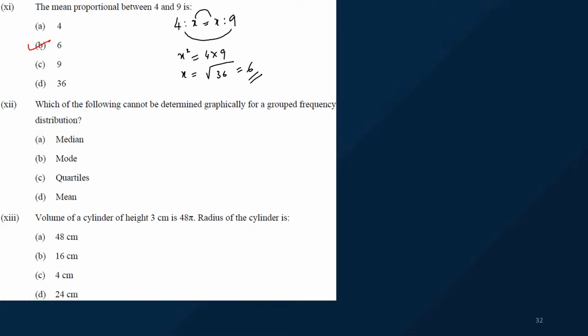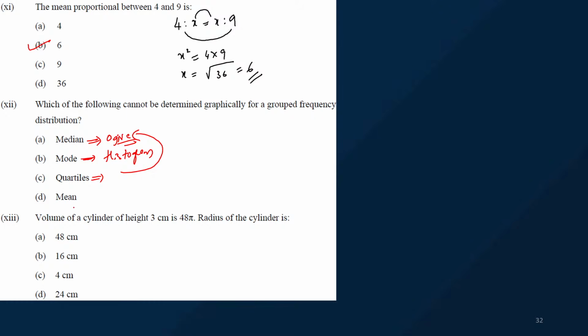Okay, let me solve one more question over here. Which of the following cannot be determined graphically for a grouped frequency distribution? Children, for a grouped frequency distribution, to find the median we require the ogive. I definitely require a graph for it. For the mode, it is the histogram, so I require the graph. Quartiles, again, it is the ogive, so I require the graph.